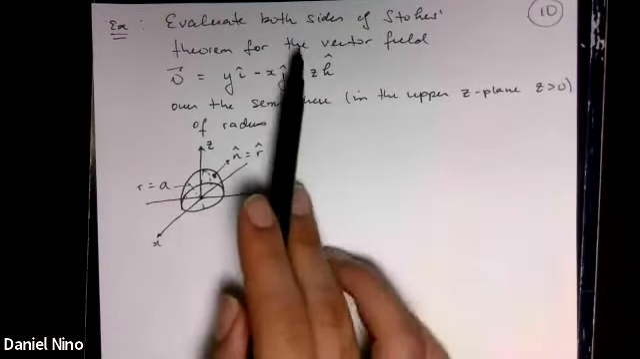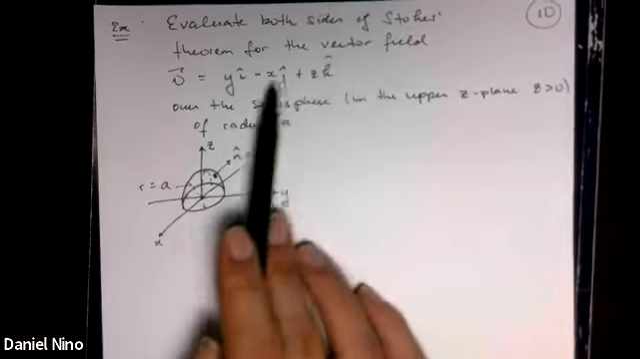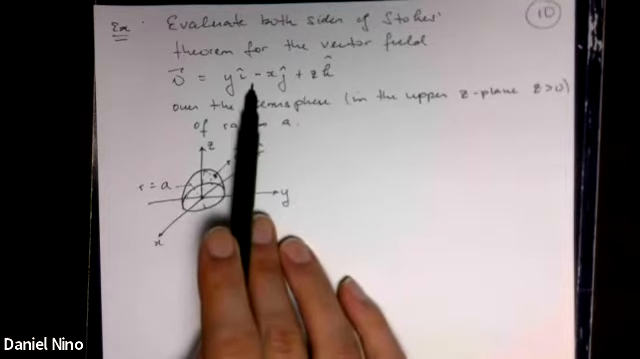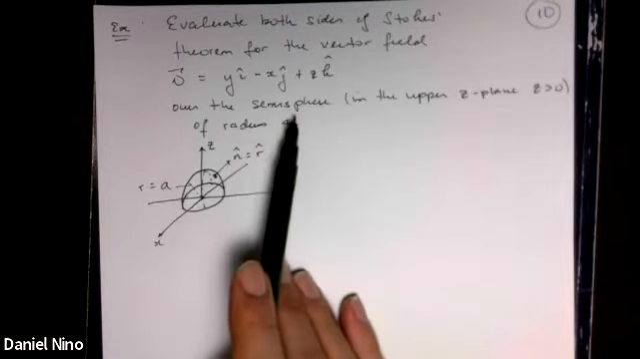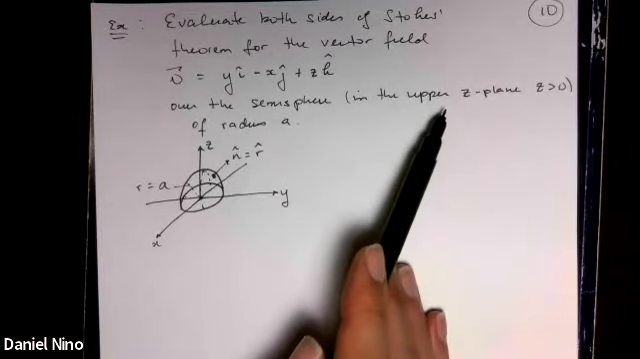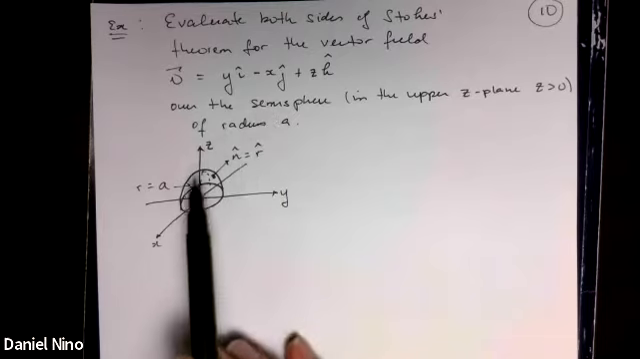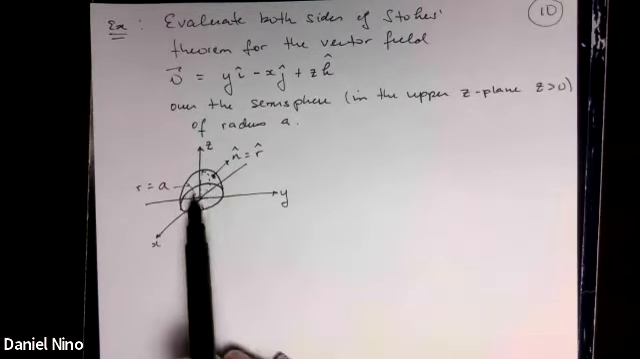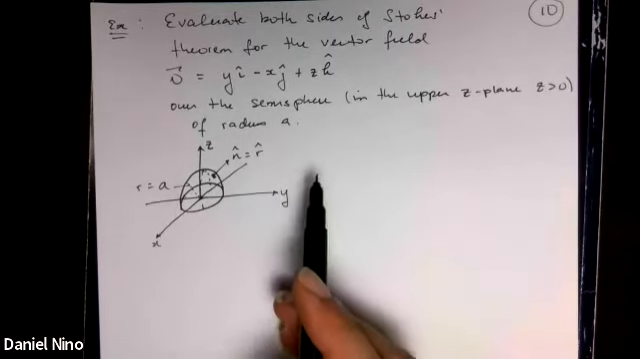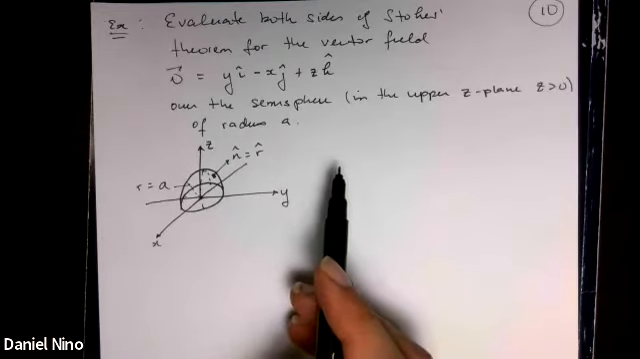So in this example, we want to evaluate both sides of Stokes' theorem for this particular vector field over the hemisphere in the upper half of the z-plane, so when z is positive, of radius a. So it looks something like this. It's just half of a sphere above in the positive z-plane.